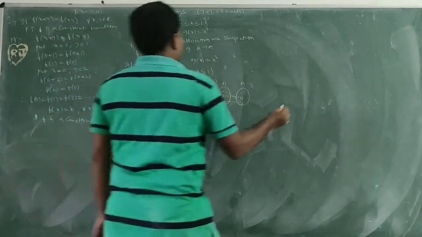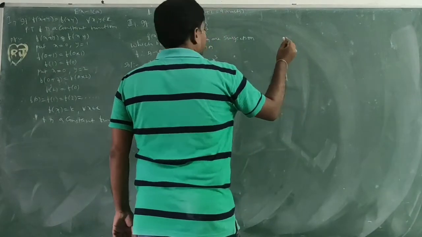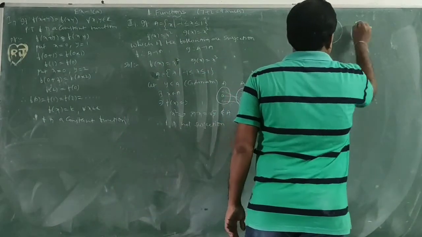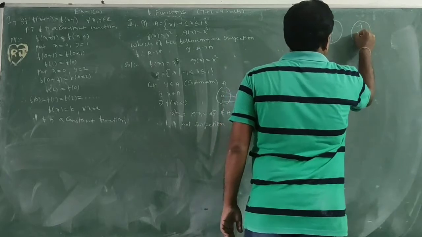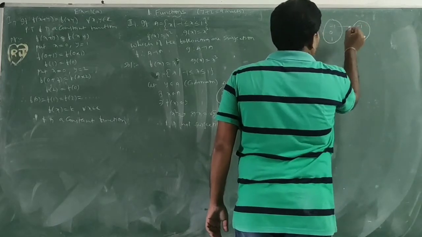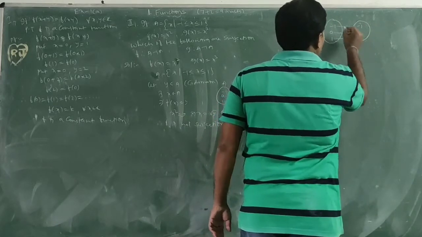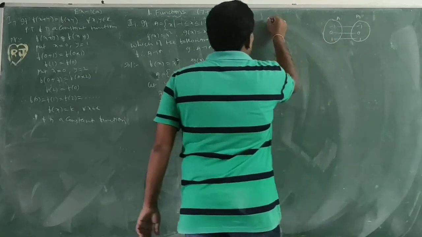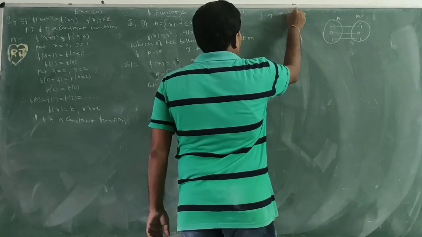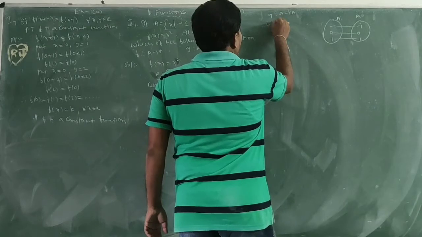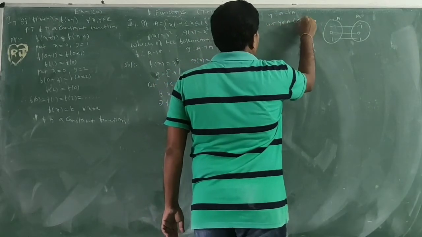So next, if we are talking about g, minus 1, 0, 1. Cube of minus 1 is minus 1, cube of 0 is 0, cube of 1 is 1. So g from A to A. So let y belong to the codomain A.